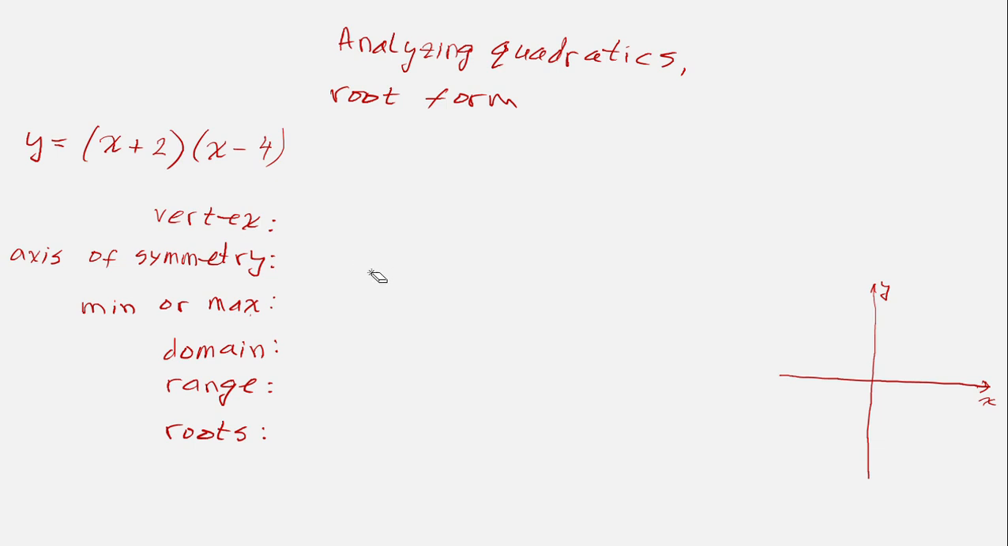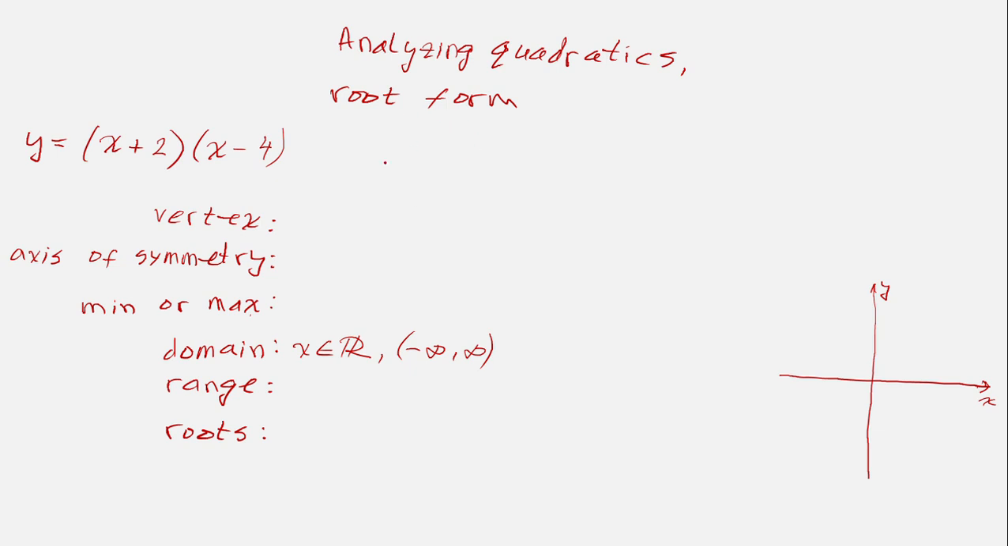We can actually say the domain right away, regardless of which form of quadratic we have. If it's a parabola, then domain is all real numbers. So we can say x belongs to all real numbers, or we can say negative infinity to infinity. That would be our domain. Now the range depends on where the vertex is and which way the parabola opens, up or down.